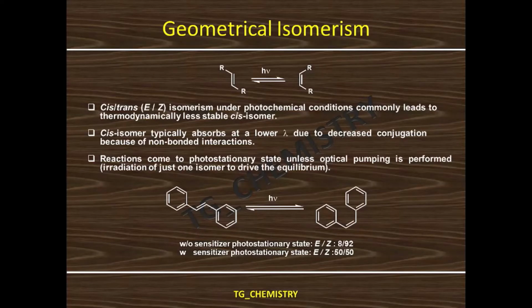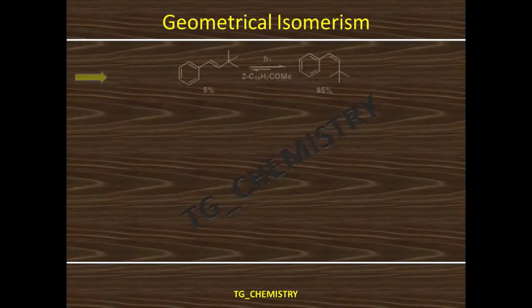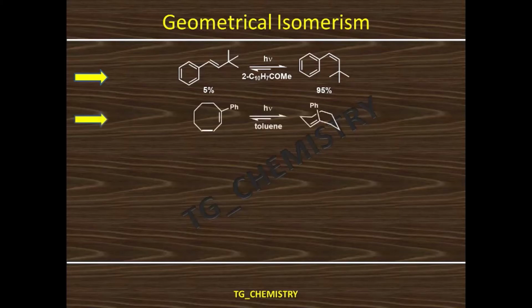So next I will be talking about some examples, because the geometrical isomerism of alkenes and their participation in photochemical reactions is quite well studied, and I will share some examples with you. So first one, you can see this trans olefin, having 5% in yield, and eventually that goes on photochemical irradiation in the forward direction to yield the cis isomer. Similarly, the trans isomer can move to the cis isomer as well.